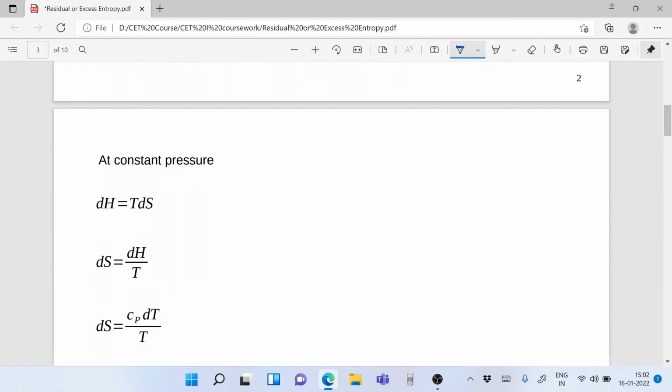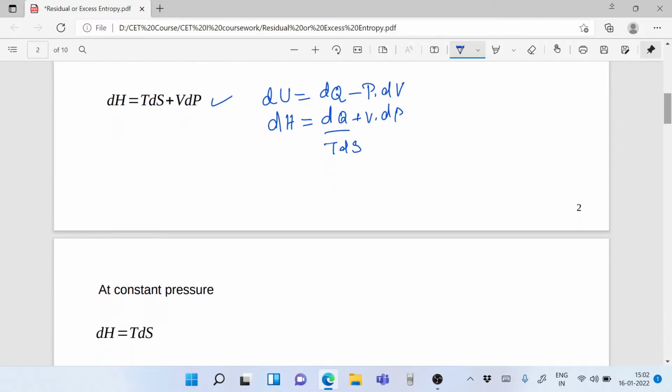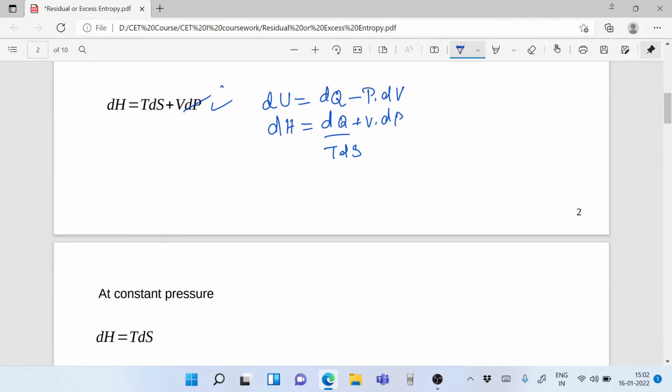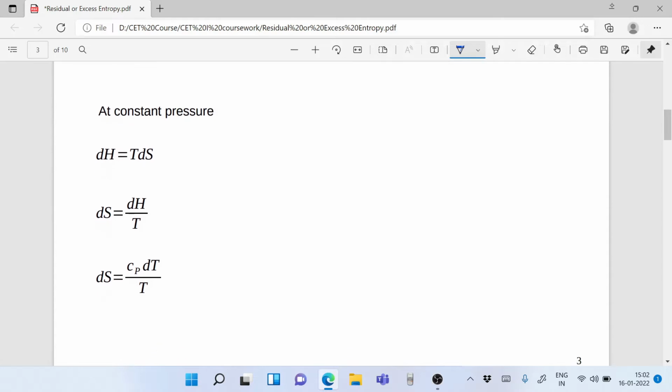Now, at constant pressure, dP is going to be equal to 0, and this is the equation we get: dH = TdS, or dS = dH/T. Now, we all know that ∂H/∂T at constant pressure is nothing but Cp. So using this, we can write dS = Cp dT/T.